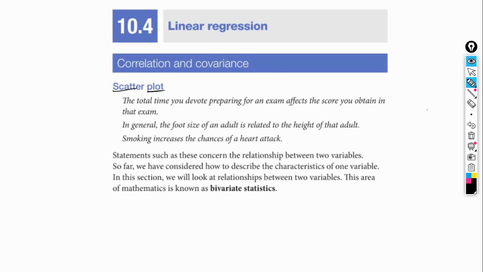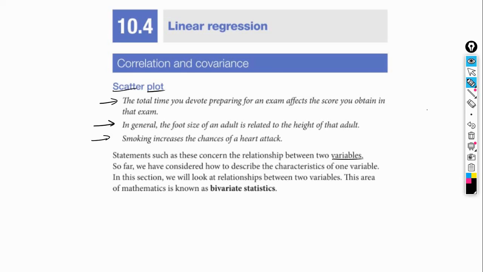Let's take a look at these three statements. The first one says, the total time you devote preparing for an exam affects the score you obtain in the exam. The next statement says, in general, the foot size of an adult is related to the height of that adult. And the last one is, smoking increases the chances of a heart attack. Statements such as these concern the relationship between two variables.